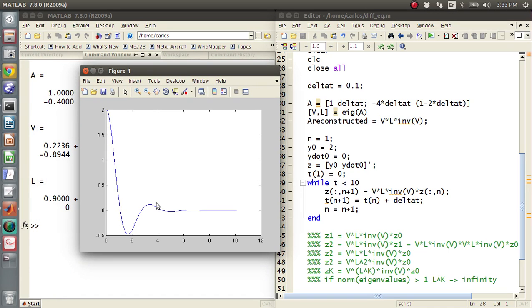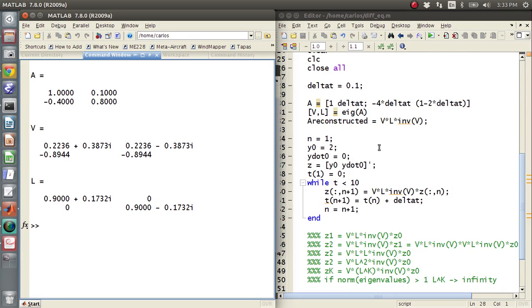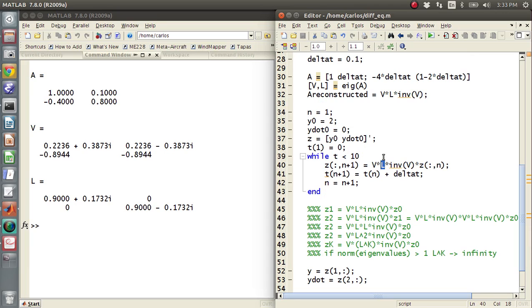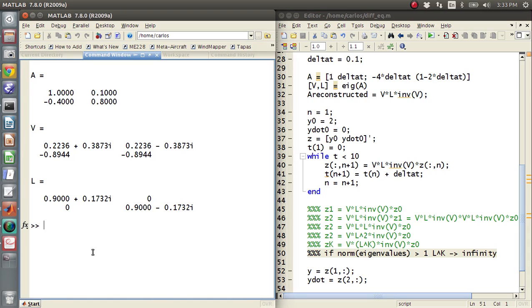I've become stable. So the reason why eigenvalues are important in this case is because you need to make sure that the norm of these eigenvalues is less than 1 so that you don't go to infinity. Otherwise, your entire system will blow up.